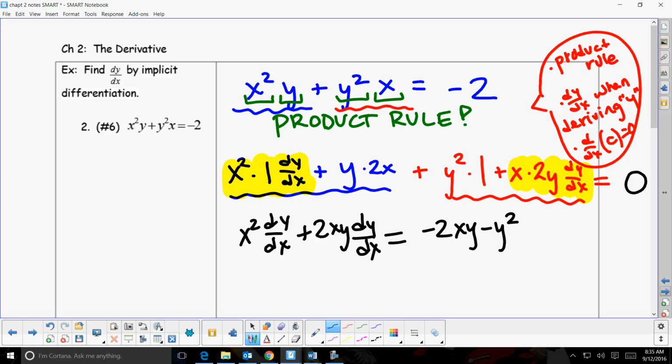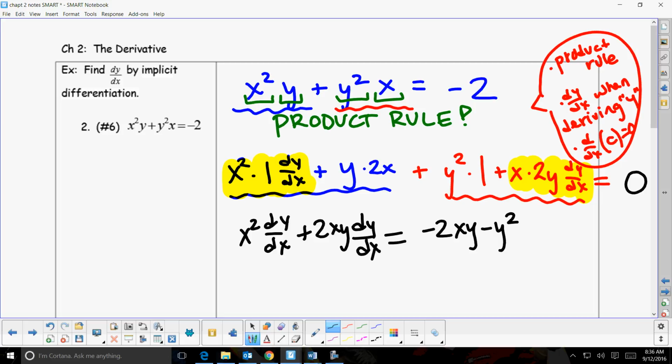See if you're okay with that one. I'm leaving the stuff that has a dy dx because I'm trying to solve for dy dx. You will have one like this on every test from henceforth. Just so you know. Okay? You will have a question like this on every test you have from now until you get an MVC. You know how to do it.